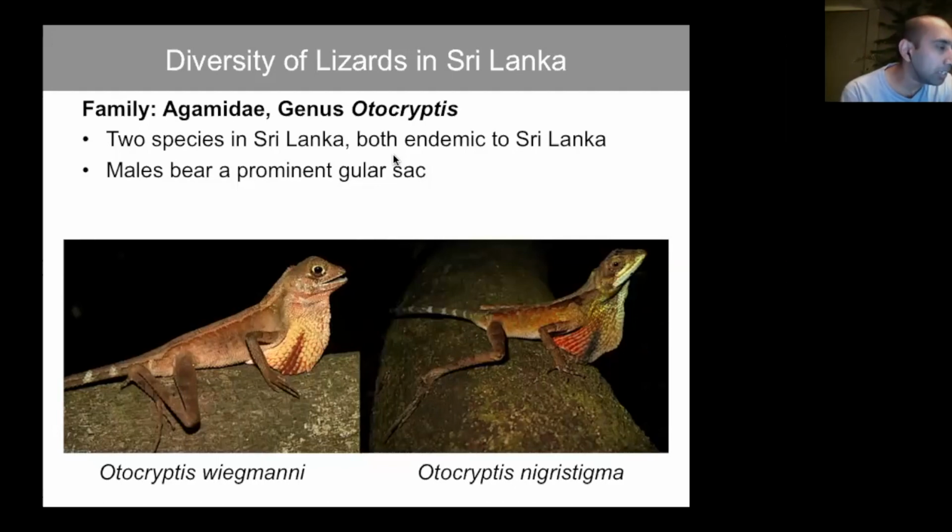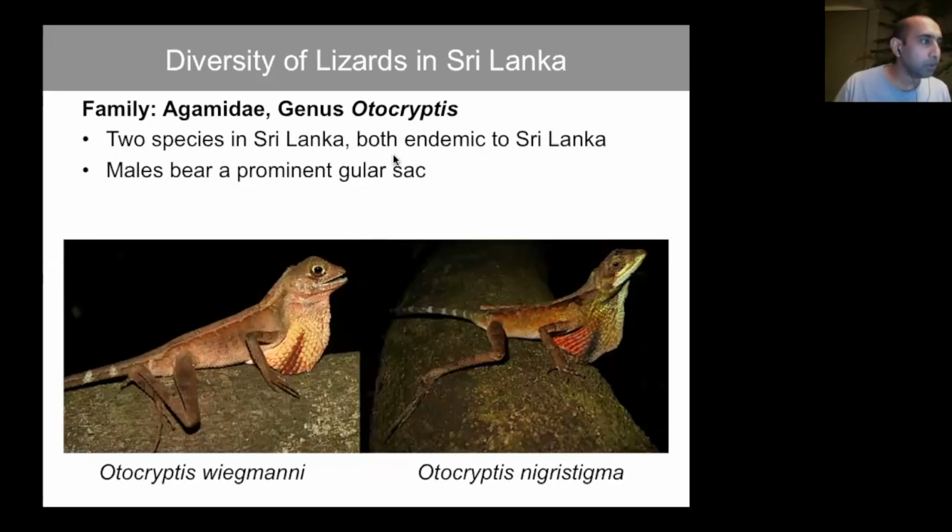The lizards of this genus are characterized by a gular sac, or the extensible region of skin right in front of the chest and right under the snout, under the lower jaw, right. So this feature is only seen in males. The females do not have that. What we see is that they use it mostly to attract females and also to threaten other rival males. I'll talk about that later on.